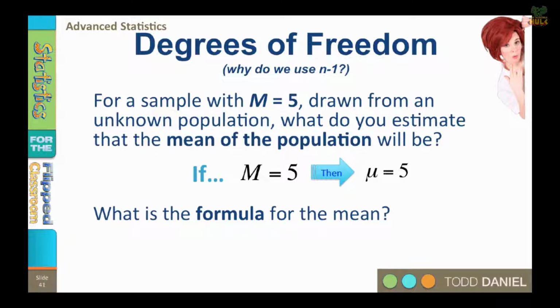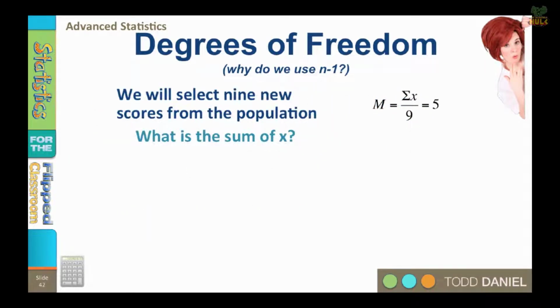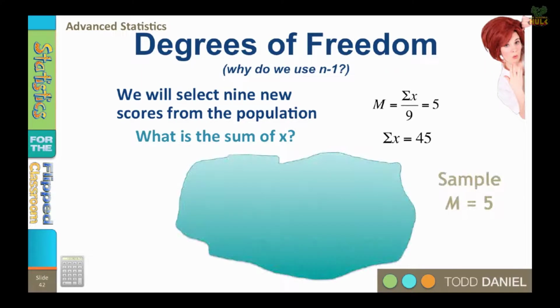So what is the formula for the mean? The mean is the sum of x divided by n, which we estimate must equal 5. So we are now going to select 9 new scores from this population with an estimated mean of 5. The sum of x divided by 9 equals 5. So what is the sum of x? It has to be 45, because 45 is the only number that can be divided by 9, our sample size, to equal the mean of 5.